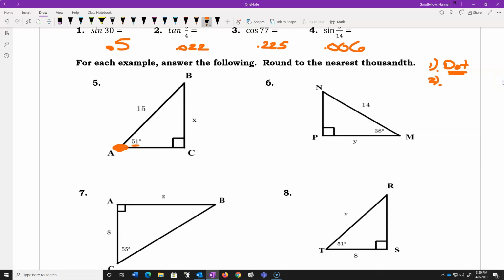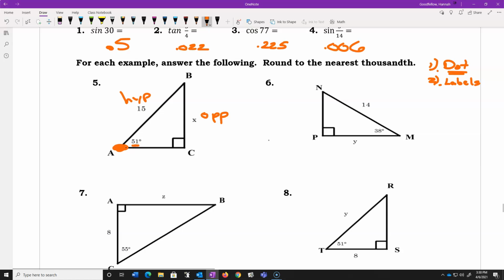Number two, you're going to want some labels. To be good at this, you have to make sure you label the things that you actually can see. Well, from that perspective, over here would be the opposite side. And the one across from the 90-degree angle happens to be the hypotenuse side.